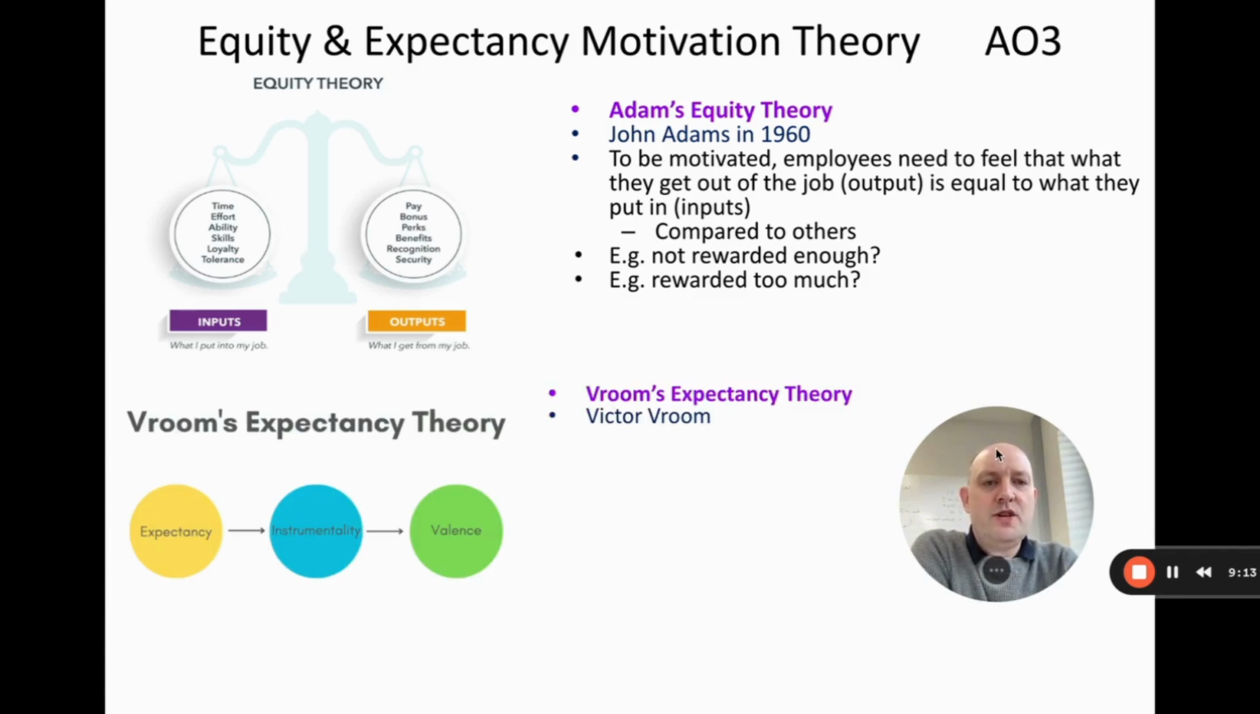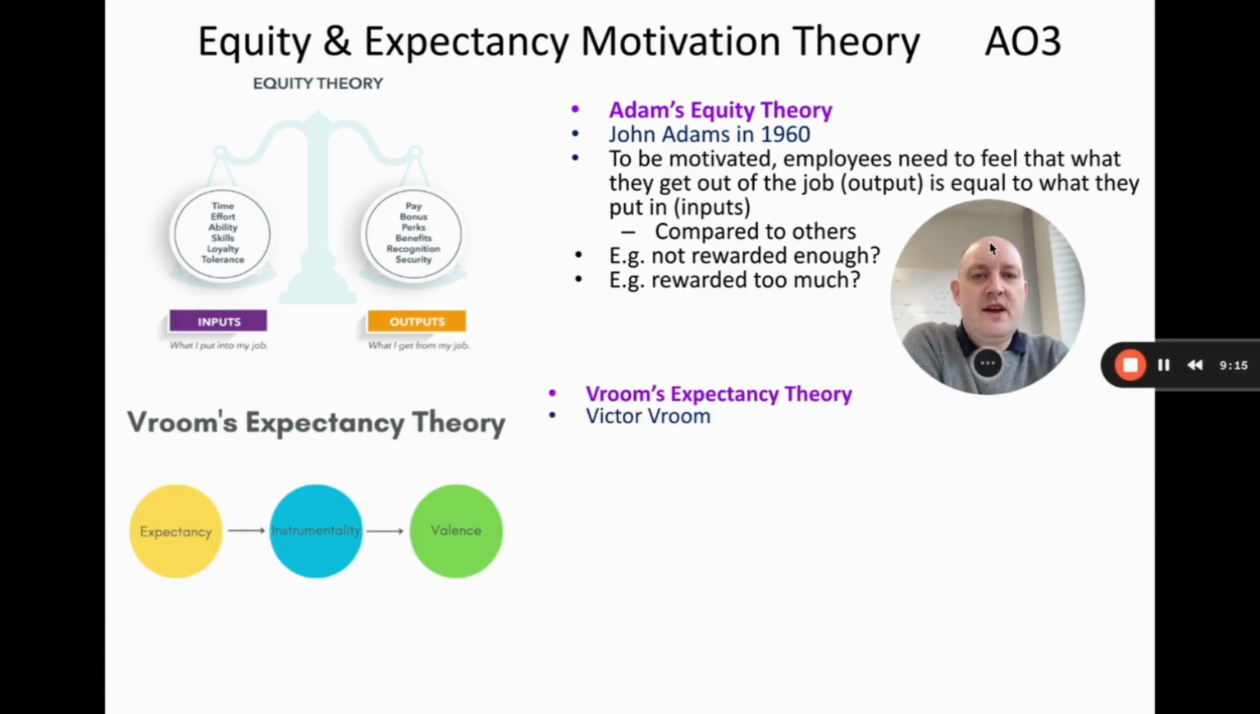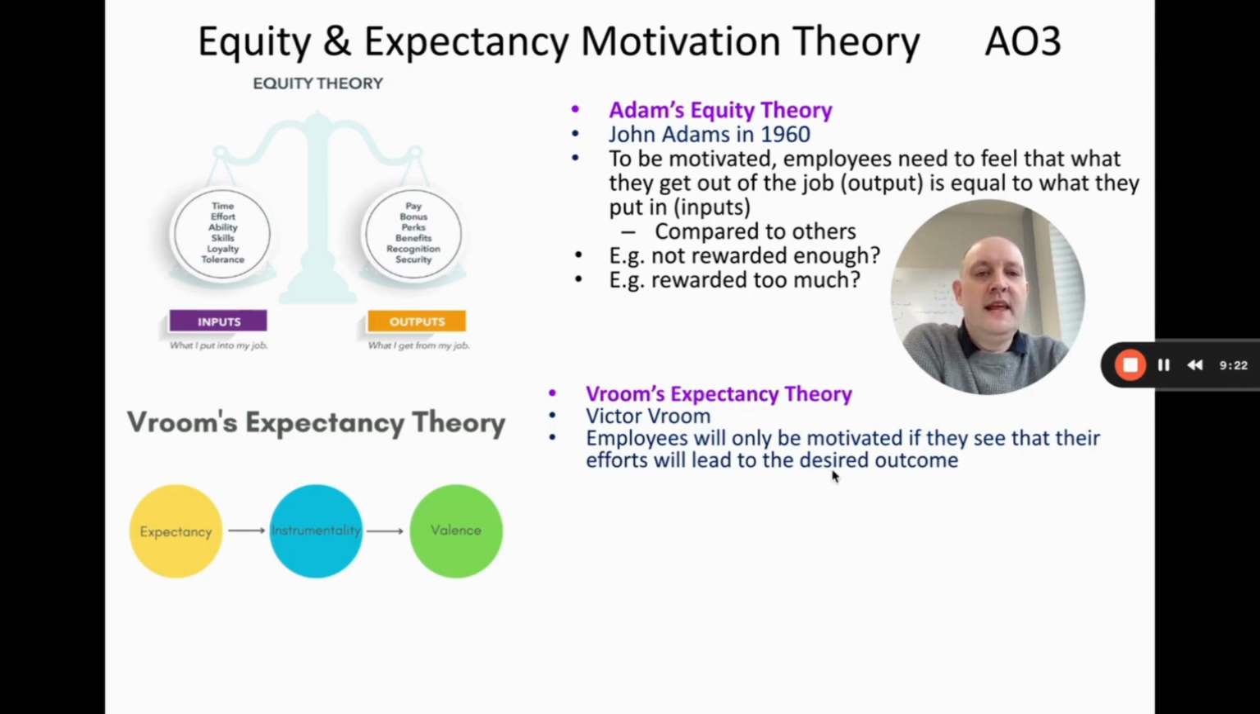On to the last one, which is Vroom's expectancy theory, created by Victor Vroom. And he basically said that employees will only be motivated if they see that their efforts will lead to the desired outcome. So using the test situation again, in general, students will work hard if they think they're going to get a good grade. And so Victor Vroom has applied this to the work situation. So employees need expectancy, instrumentality, and valence. And what do these three things mean?